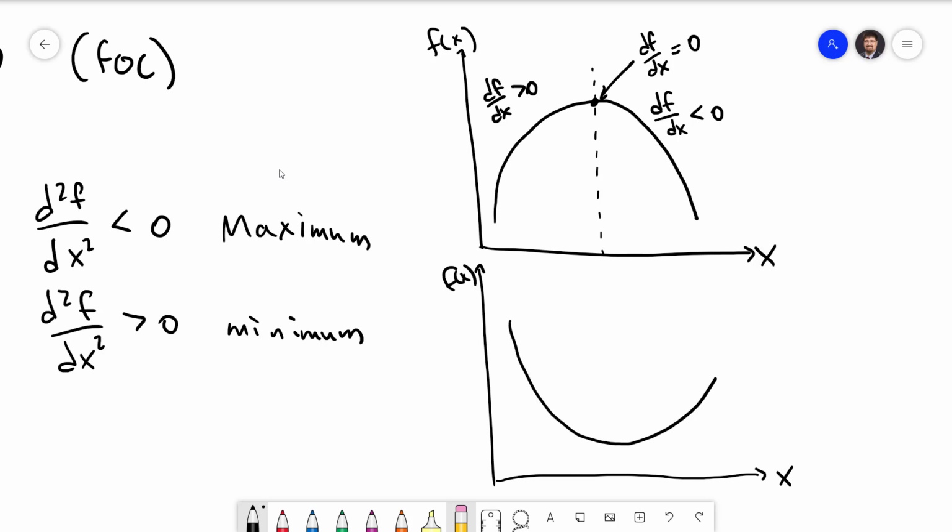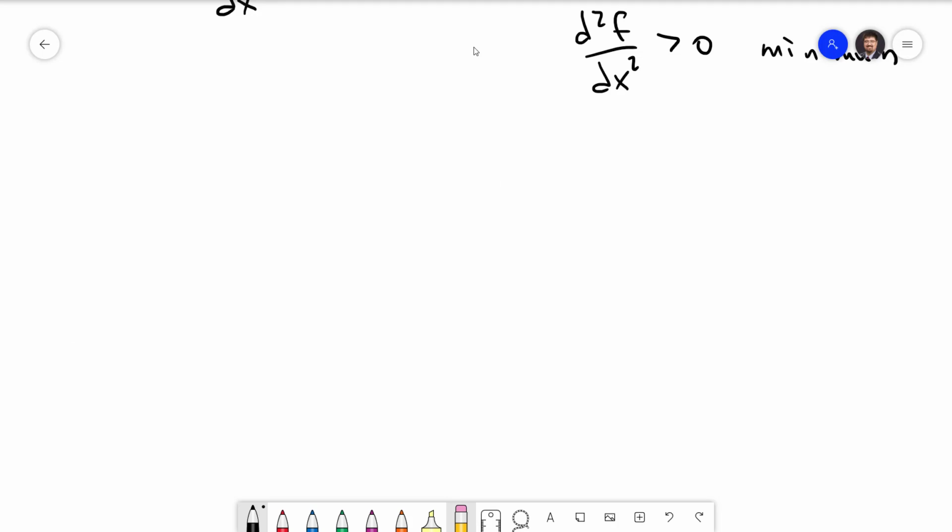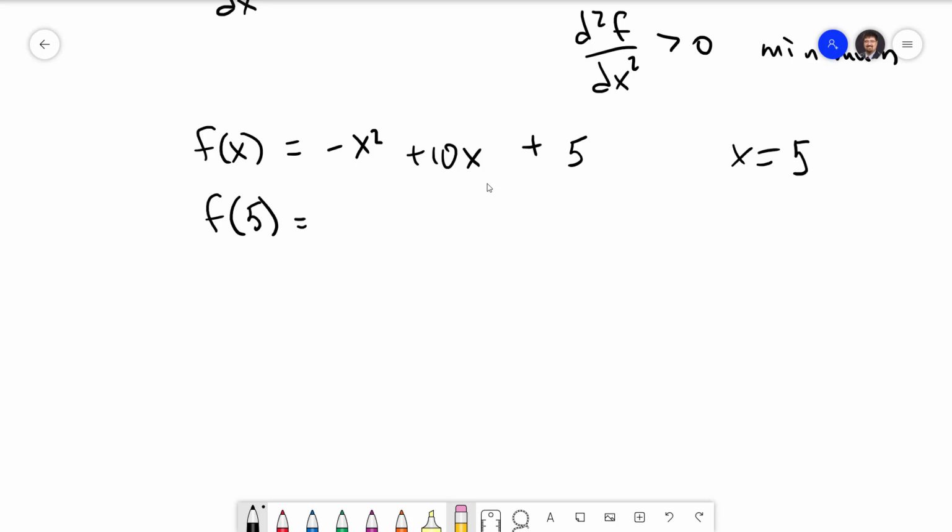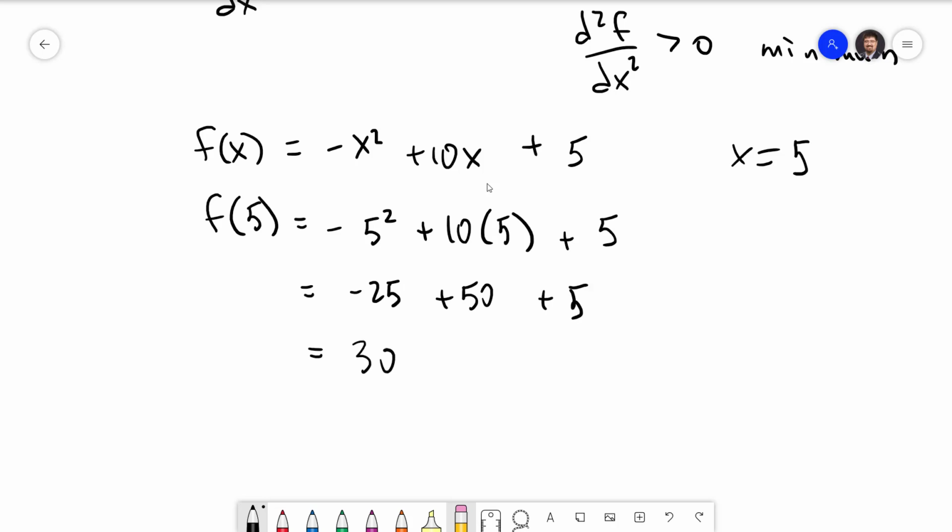When the second derivative is positive, the function has a shape like this, where at that point where the first order condition is satisfied, the derivative is 0, we have the minimum as opposed to the maximum. To finish this up, let's figure out what the maximum value of our example objective function is. Recall that our objective function is f of x equals -x squared plus 10x plus 5, and we figured out the maximizing value of x is 5. So we're going to plug that in to get f of 5 equals -5 squared plus 10 times 5 plus 5. That gives us -25 plus 50 plus 5, which comes out to 30.